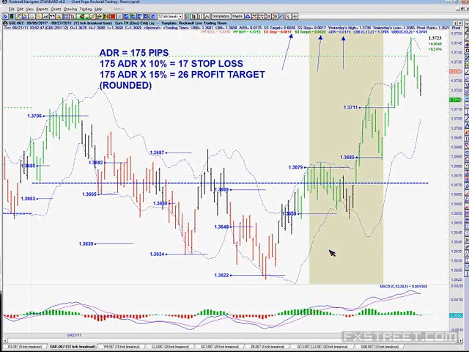So by using 15% of the average daily range as my target, 10% as the stop loss, and using rules for a trend following entry system, the average daily range gives us targets and stops that are appropriate for the market conditions, and we could capture some of these smaller moves, and our risk is going to be appropriate for those conditions.